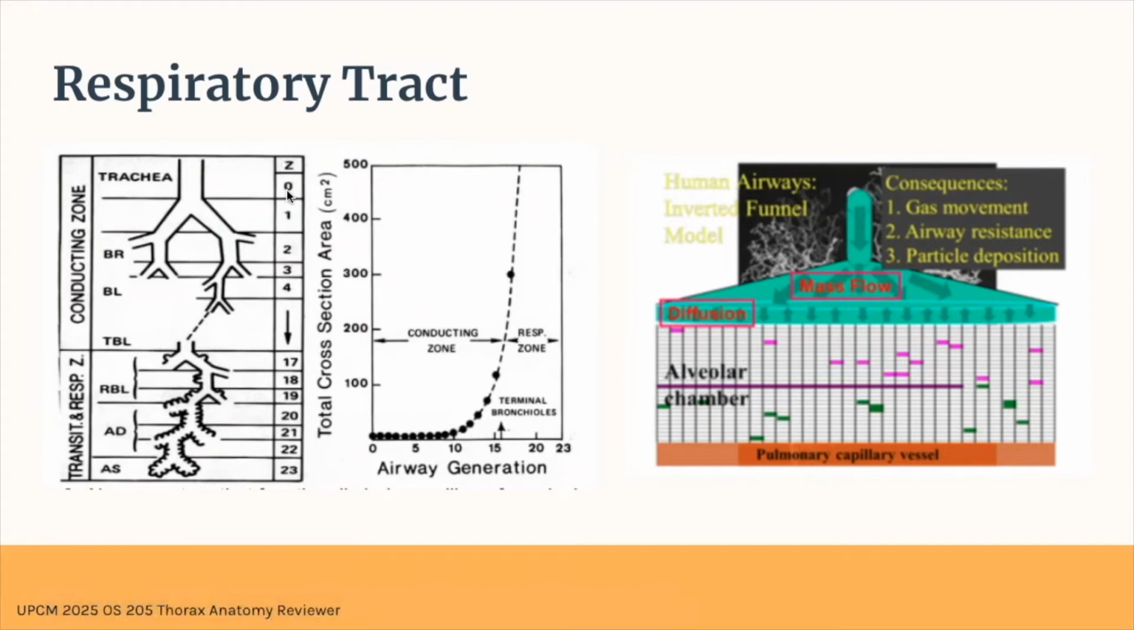So meron din siya mga generations. Yung conducting zone mo is generation 0 to 16, while your respiratory zone is from 17 to 23. As you go down to the next generations, nag-increase daw yung cross-sectional areas nila. Hence, the inverted funnel. So dito, kahit siya yung sabihin mong malaking airway mo, pero actually siya yung pinakamaliit na surface area. Okay? Mas malaki yung area na pinagsama-sama mong alveoli dito kaysa sa isang malaking tube. Yun ang sinasabi ng inverted diagram.